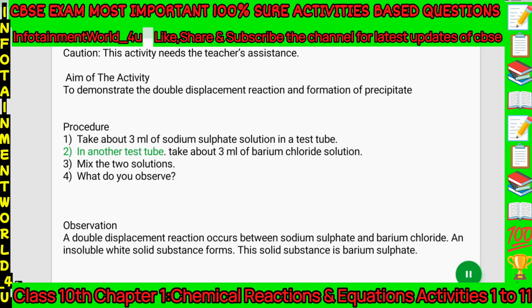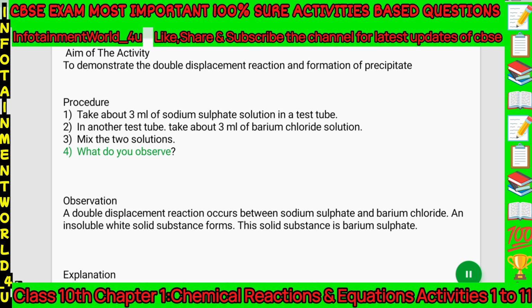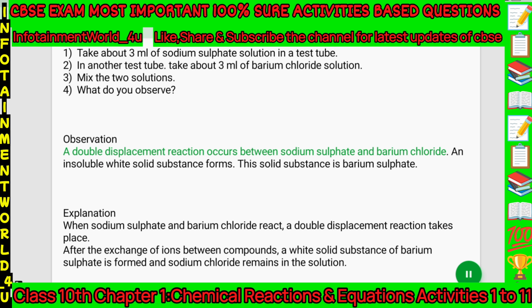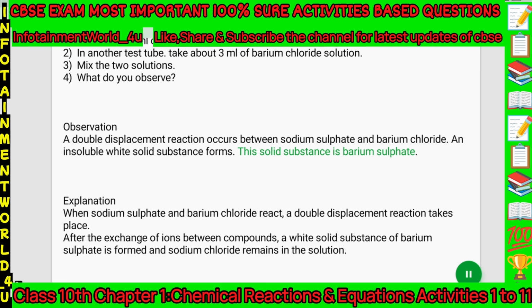2. In another test tube, take about 3 ml of barium chloride solution. 3. Mix the two solutions. 4. What do you observe? Observation: a double displacement reaction occurs between sodium sulfate and barium chloride. An insoluble white solid substance forms. This solid substance is barium sulfate.